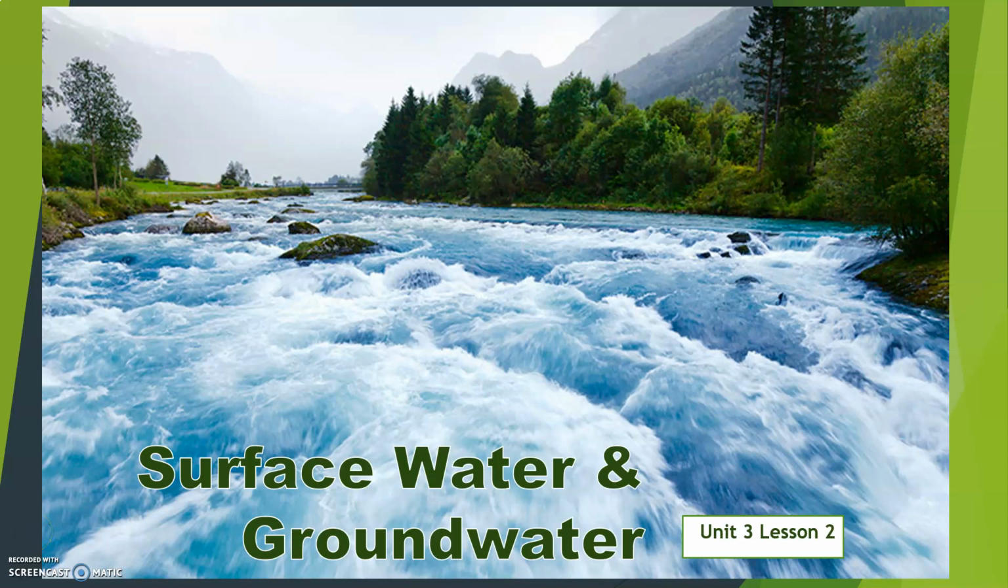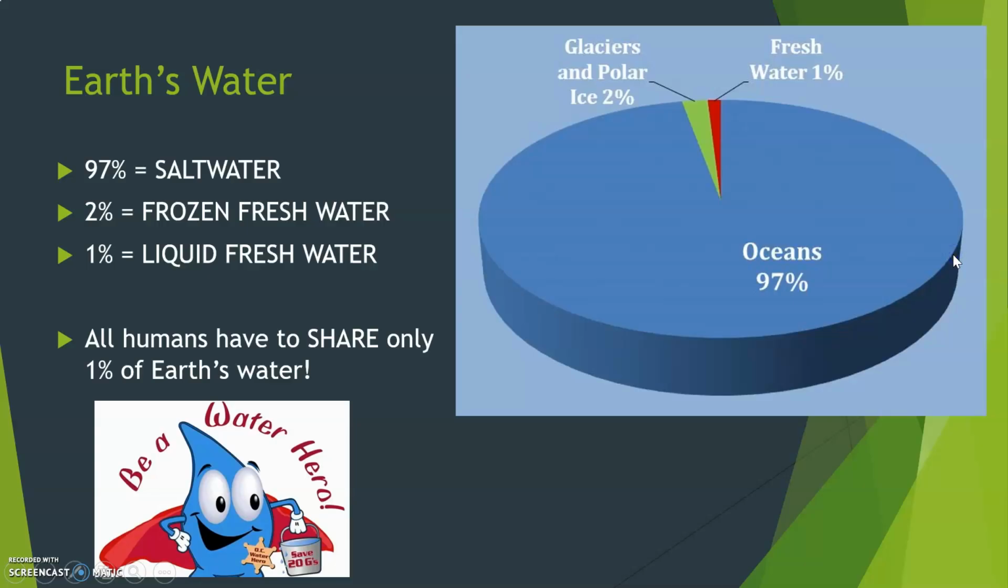Today we're going to talk about surface water and groundwater. So there's 100% of water on Earth, of course, and that water is broken up into three major things. 97% falls in the terms of oceans or ocean water, also known as salt water. 2% is frozen fresh water, and 1% is liquid fresh water. So basically, we have 1% of liquid fresh water for all humans to share here on Earth.